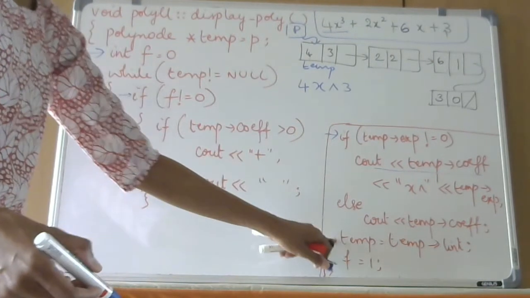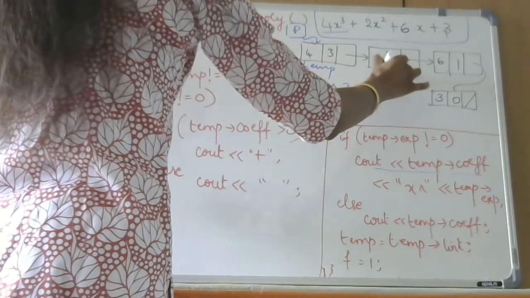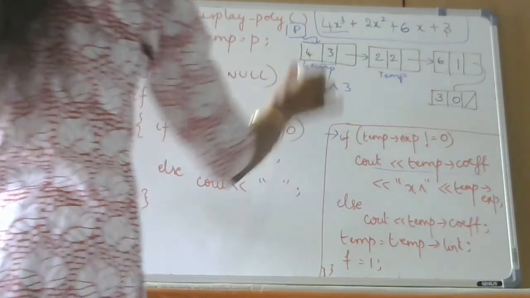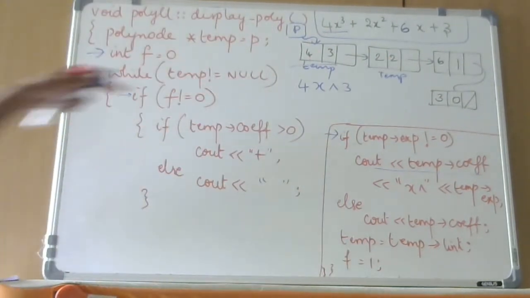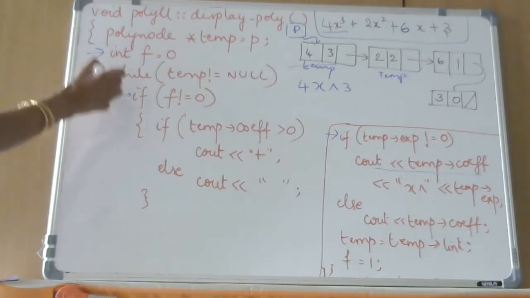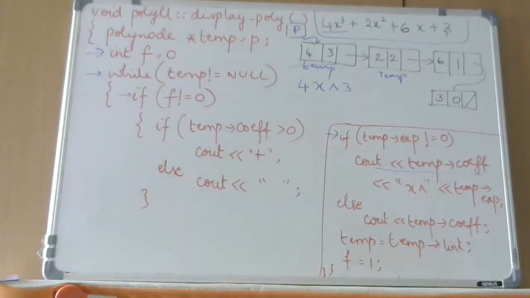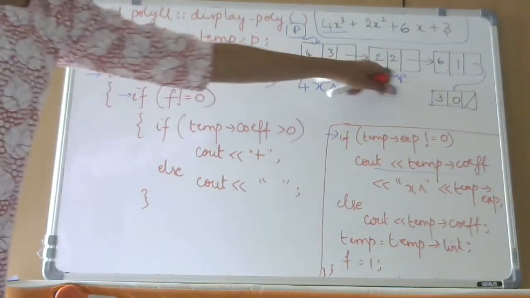Temp is equal to temp of link. So, this will now become our next temp. This will not be the temp. F is equal to 1. We are setting f equal to 1. Again, we will come here. We will come into this while. Temp is not equal to null. So, temp is not null.